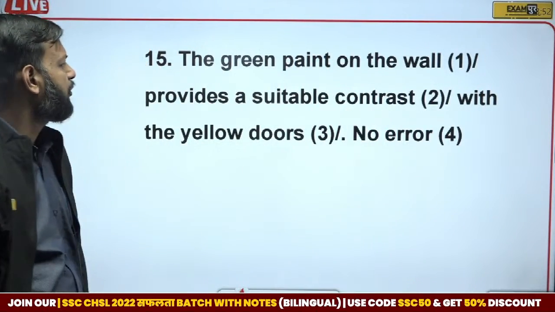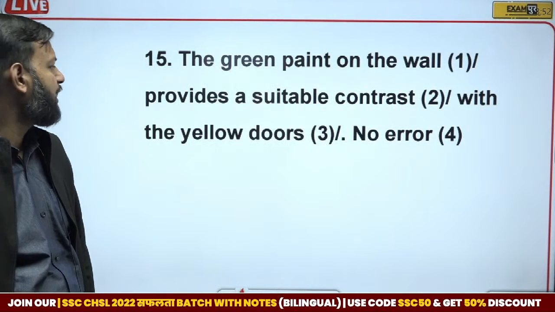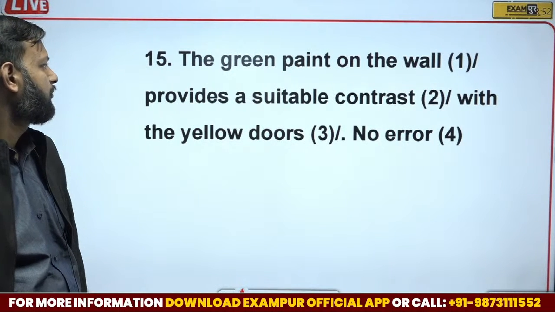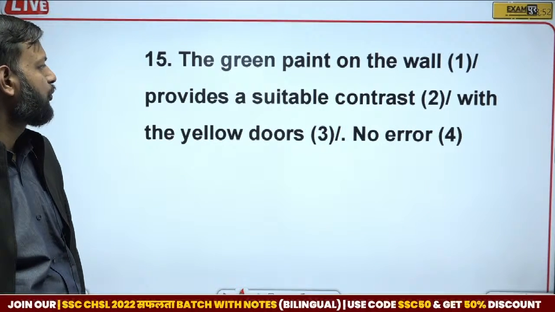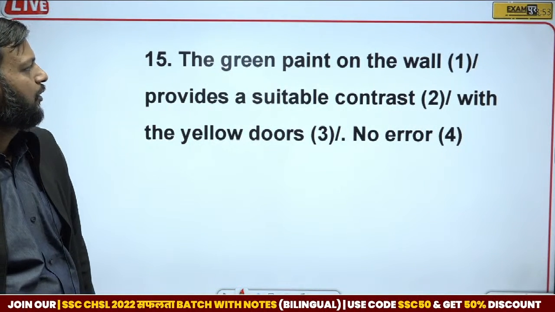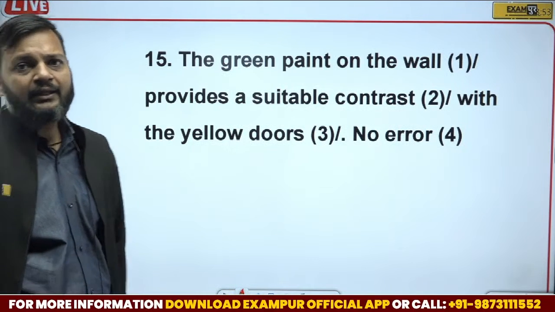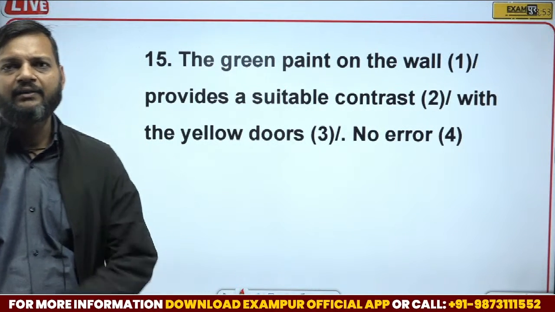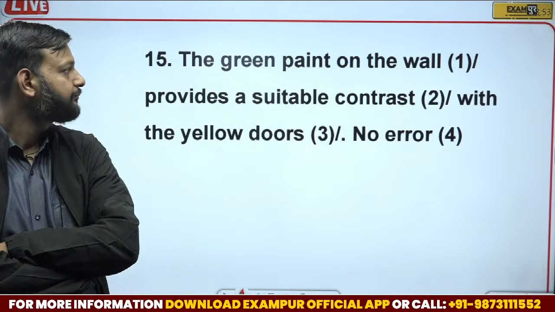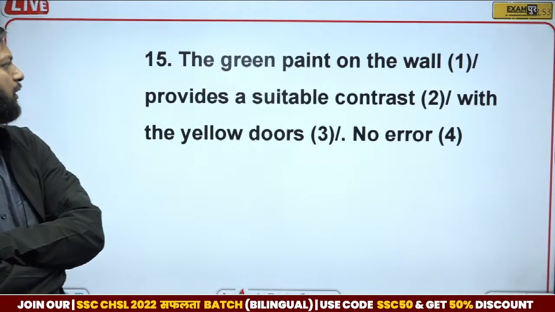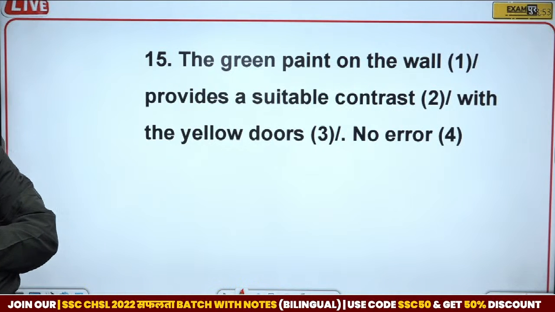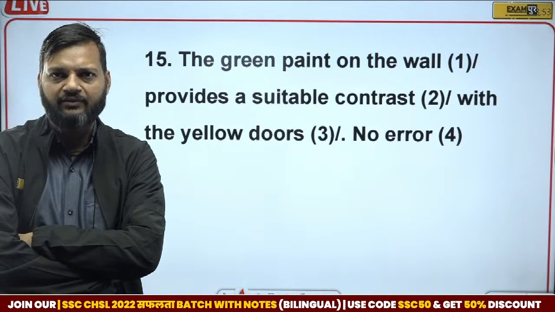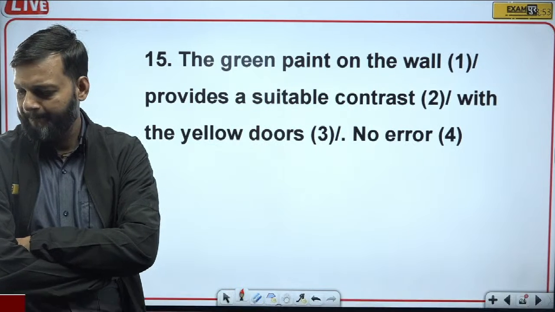The green paint on the wall provides a suitable contrast with the yellow doors. Can anybody tell me the error in this sentence? The green paint on the wall provides a suitable contrast with the yellow doors. What is the error in this sentence? Can anyone tell?